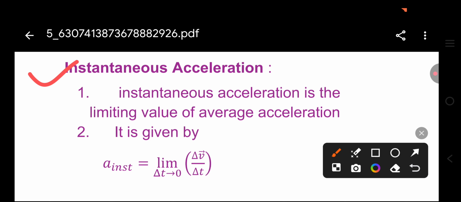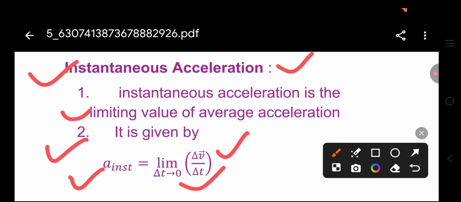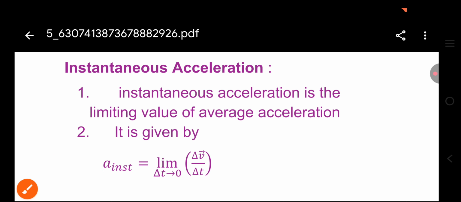Now the last concept is instantaneous acceleration. Now the instantaneous acceleration is the limiting value of average acceleration. Now the limiting value of average acceleration is known as instantaneous acceleration. Then it is given by, now instantaneous acceleration equal to limit delta t tends to 0 of delta v vector upon delta t. Then delta v vector upon delta t is the average acceleration, and the instantaneous acceleration is the limiting value of average acceleration.